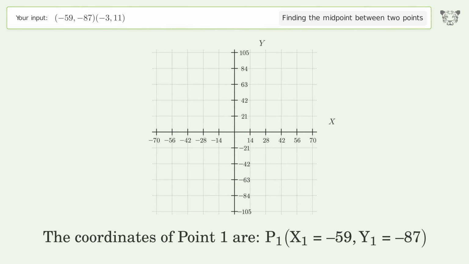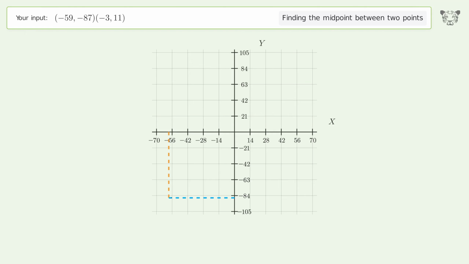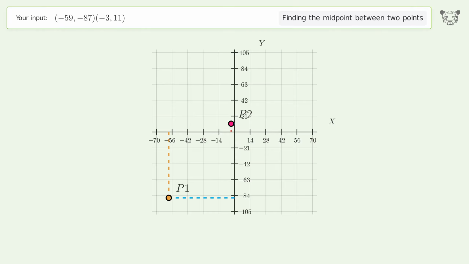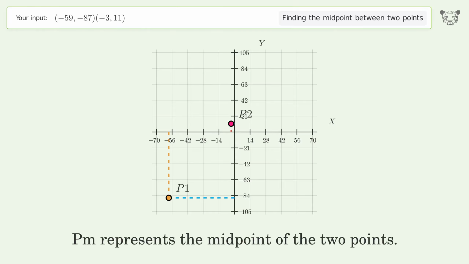The coordinates of point 1 are x1 equals -59, y1 equals -87. The coordinates of point 2 are x2 equals -3, y2 equals 11. PM represents the midpoint of the 2 points.